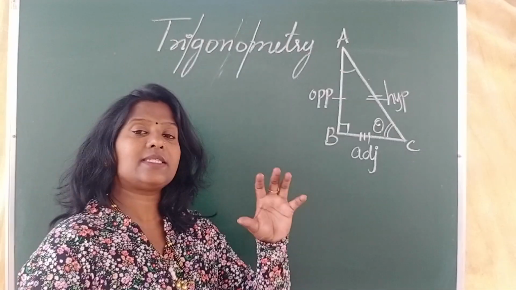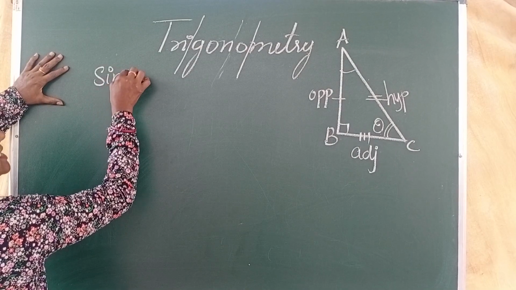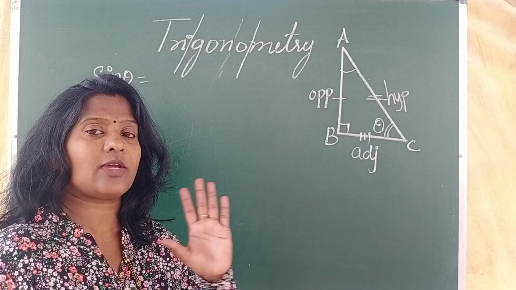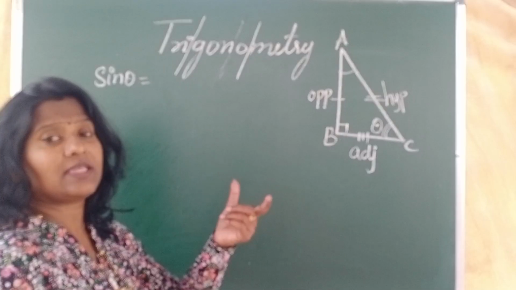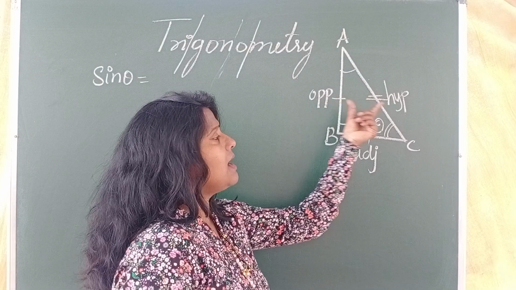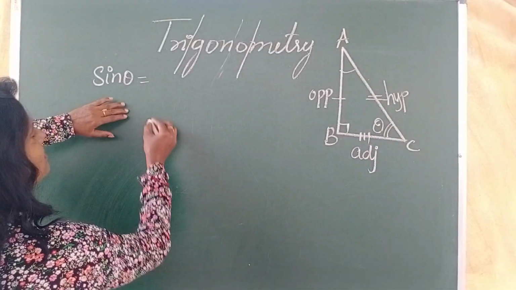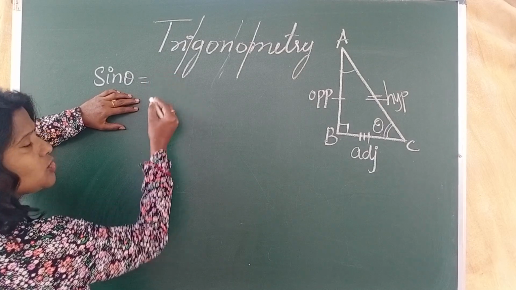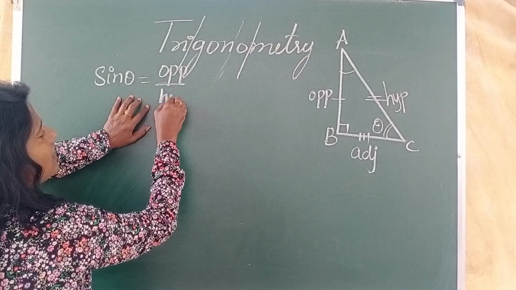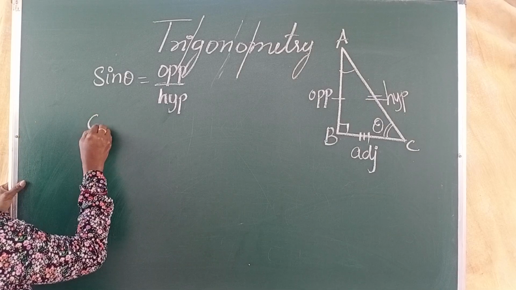So there are totally 6 trigonometric ratios. They are sin theta. The full form of sin is sine, but shortly we will call it sin theta. Sin theta is the comparison of the opposite side with the hypotenuse. So what is the comparison for sin theta? Which two sides are we comparing? Opposite with hypotenuse.